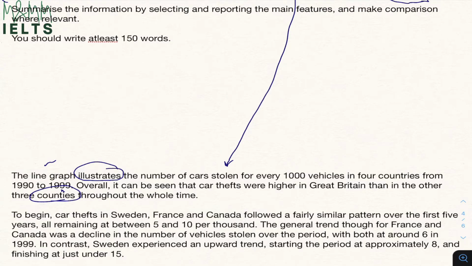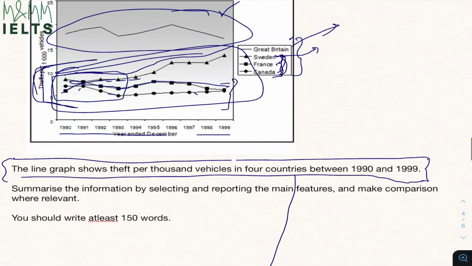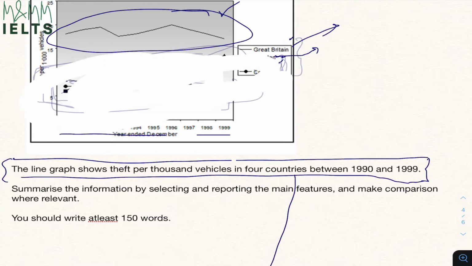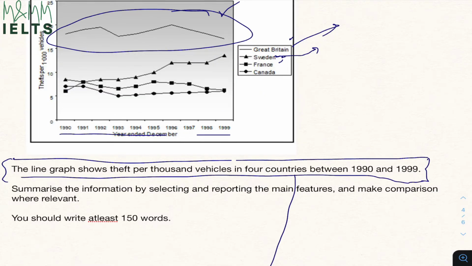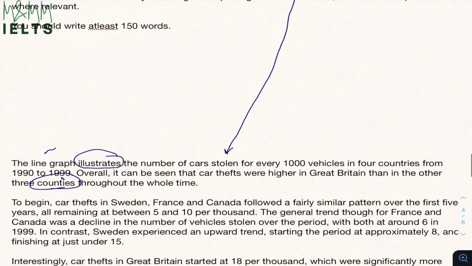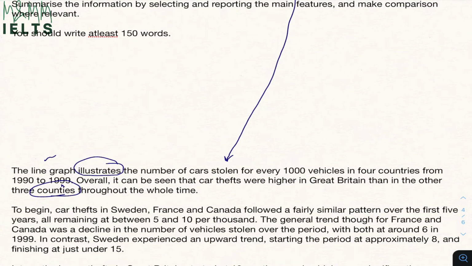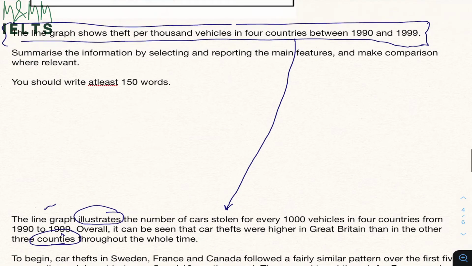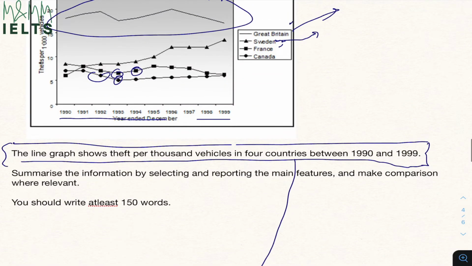So basically in France and Canada was a decline. So France, which is my squares, and Canada, which is my circles. I'm just going to clear this off, it's a bit easier for you guys to see. And what I have said is France and Canada was a decline in the number of vehicles stolen over the period, with both at around 6 in 1999. So as you can see, they both reduced and they just stayed at around 6.